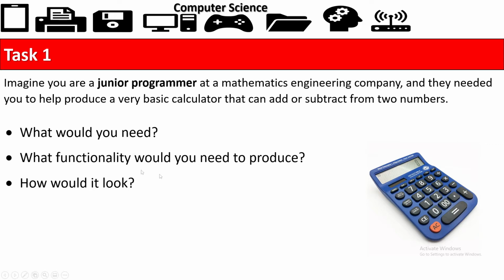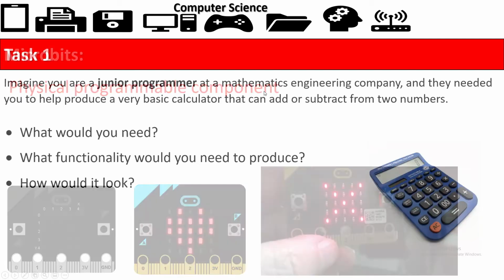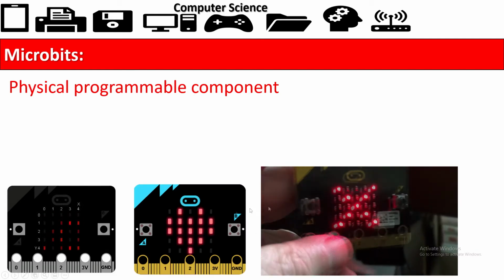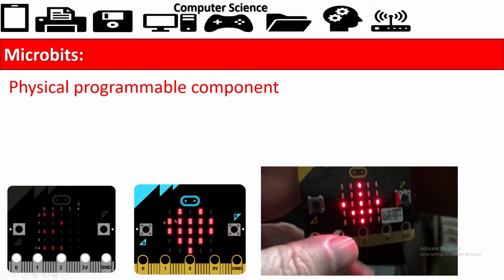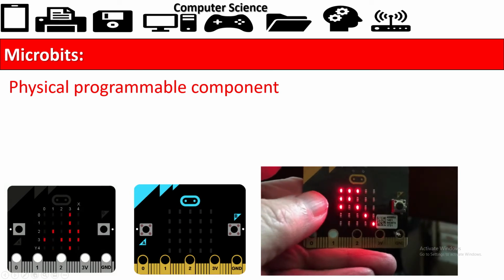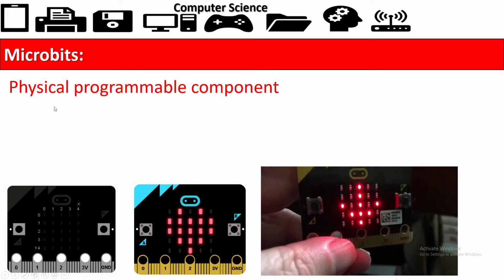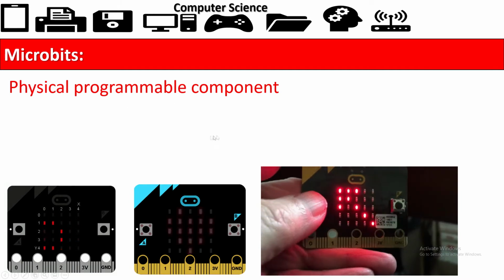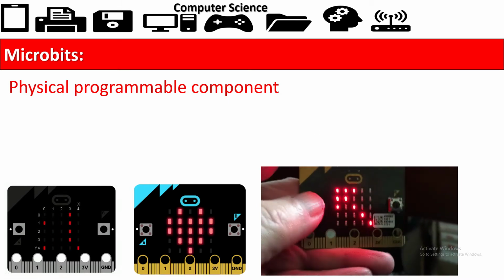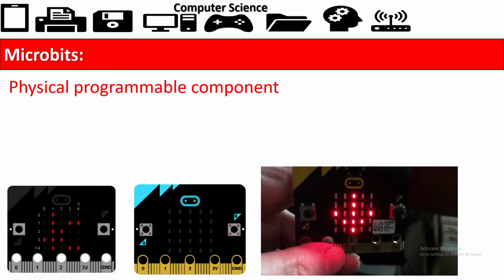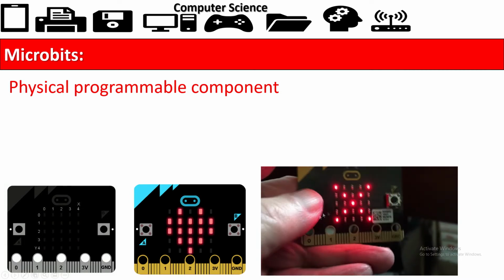Okay, I'm going to assume that you guys have paused the video and have tried to draw the calculator of your dreams, and you've written down what you would need to produce this calculator. So what I would need is something that is programmable. So I need a physical component. Now microbit over here helps me out a ton, because a microbit is something that is physical, it's programmable, and it's a component. It's something that I can just grab onto, program, and it will do something that I ask it to do.